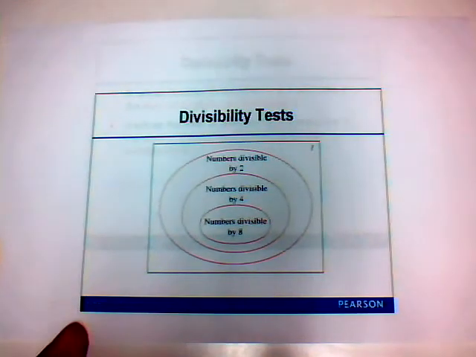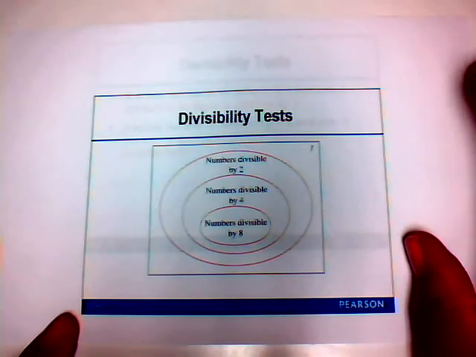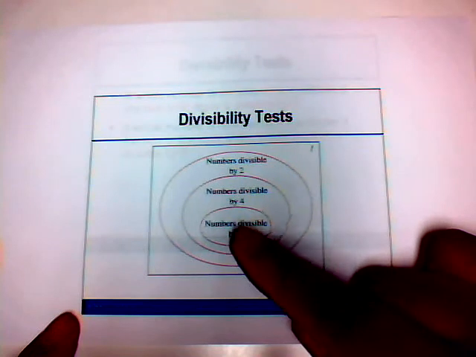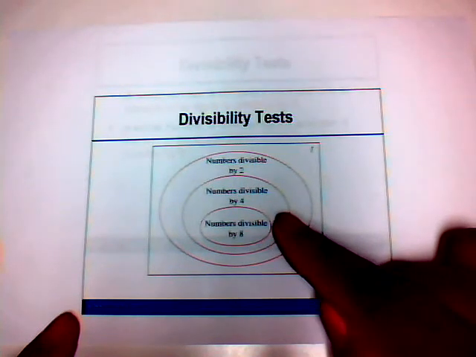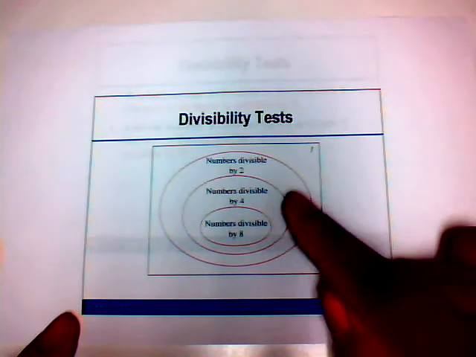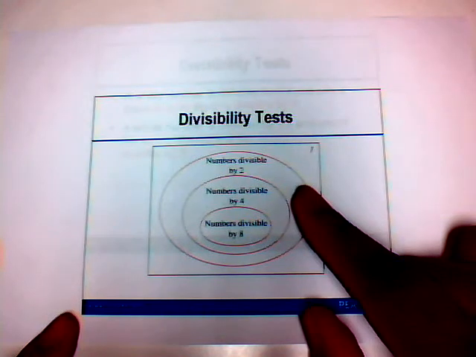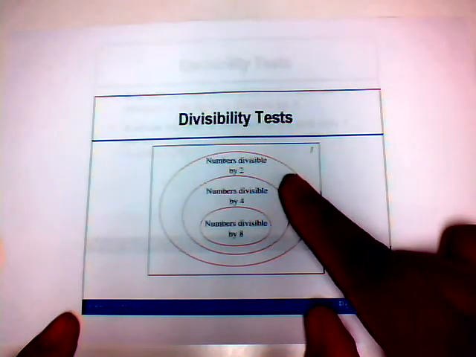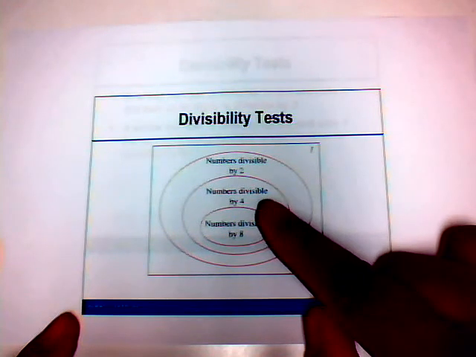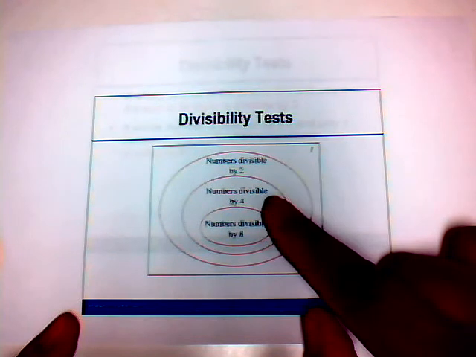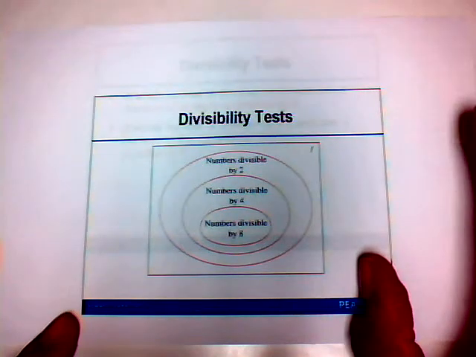And here's a Venn diagram for the divisibility rules for 2, 4, and 8. You got numbers divisible by 8. If a number is divisible by 8, then it's also divisible by 4. If the numbers are divisible by 4, then it must be divisible by 2 as well. Now, you may have a number divisible by 2, but not necessarily divisible by 4, like the number 10. 10 is divisible by 2, but not divisible by 4, nor by 8.